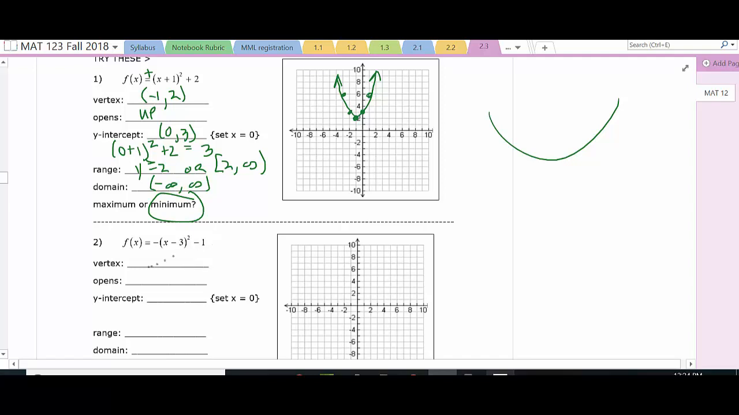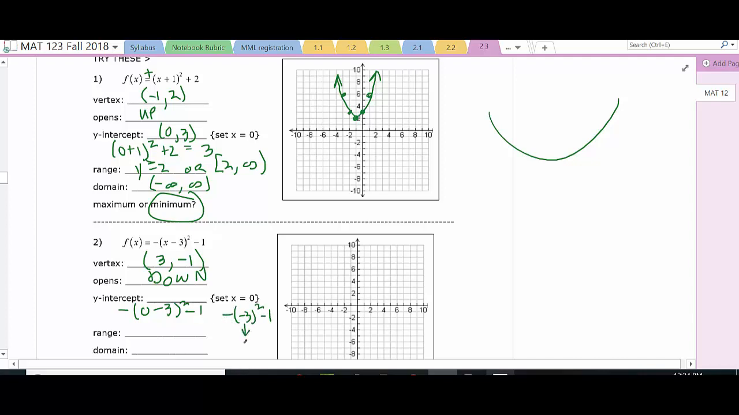Okay, the next one, the vertex, you should have got, it's right 3, down 1, so it would be 3, negative 1. Does this open up or down? That's down. The y-intercept, be careful on this. That would be negative 0 minus 3 squared minus 1. I see students mess up on this a lot. What you really have is negative 3 squared minus 1, but then that negative is attached.